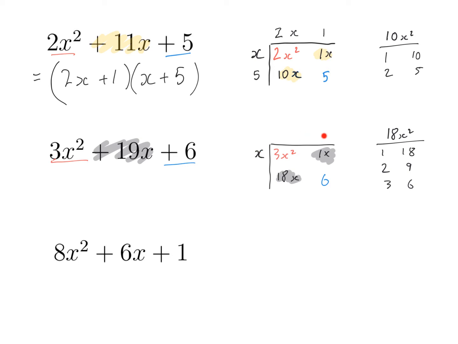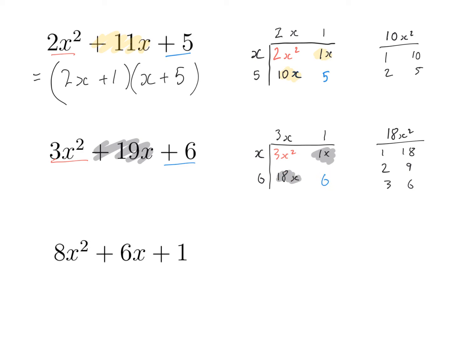This x will allow me to fill in what's on the top here. x times 3x will give me that 3x squared there. x times 1 will give me that 1x. Down the bottom here, looking at these two terms, I can see there's a 6 in common. But let's just check. 3x will go into this 6 times. 6 times 3x does indeed give me 18x.